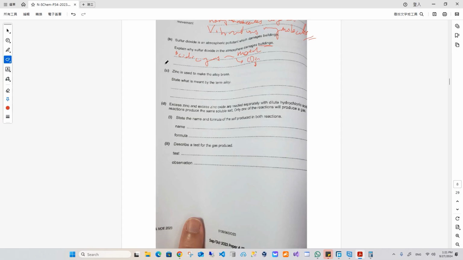Zinc is used to make the alloy brass. State what is meant by the term alloy. An alloy is a mixture. First, use the right word. It's a mixture with more than one type of metal.